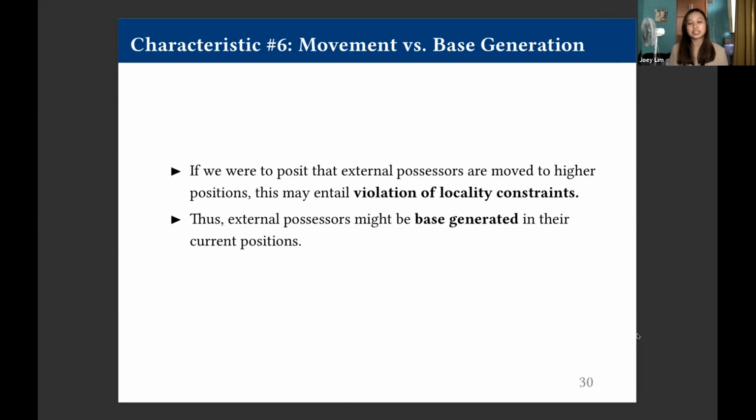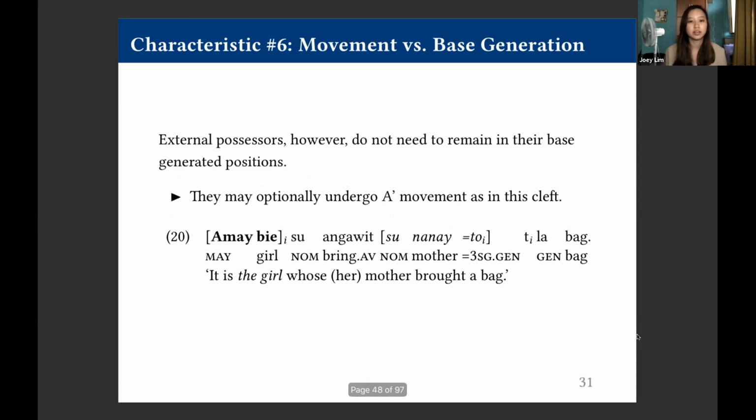If we were to posit that external possessors are moved to higher positions, being able to raise themes might entail violation of locality constraints. Thus, we might just assume that external possessors are base generated in their current position. However, external possessors do not need to remain in their base generated position. They may optionally undergo A-bar movement. In 20 here, we have an external possessor, the girl, moving from a post-verbal position to a pre-verbal position.